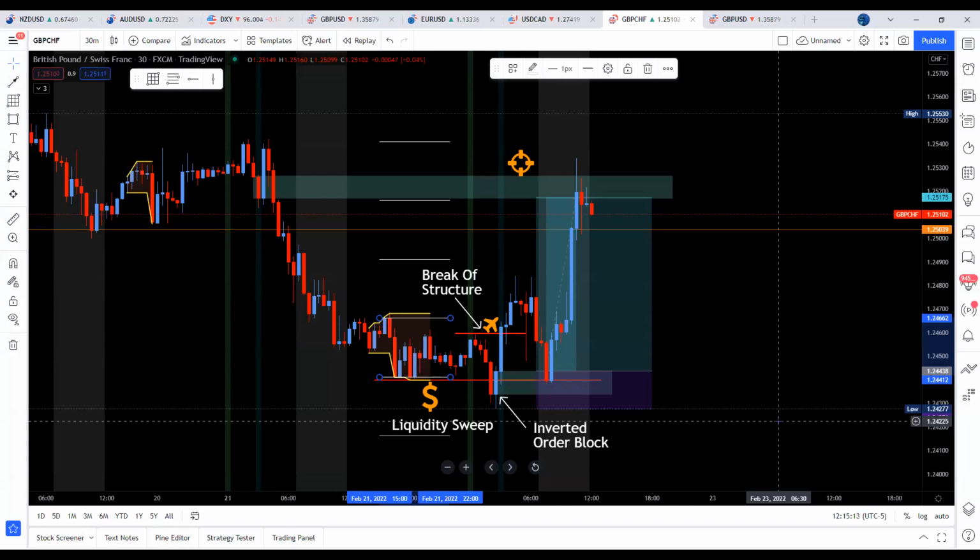Okay, so I think I know what you're saying. If there's a break of structure to the downside, and then there's a higher time frame order block beneath it, what's going to happen, or who's going to win, basically? So basically, he's asking about the opposite of what happened just now with GBP CHF. No, bro, nothing like that.